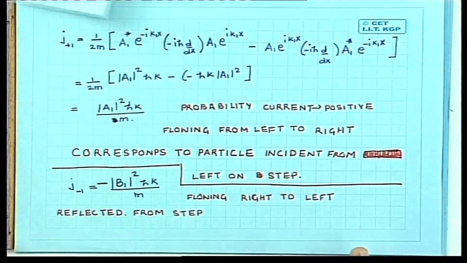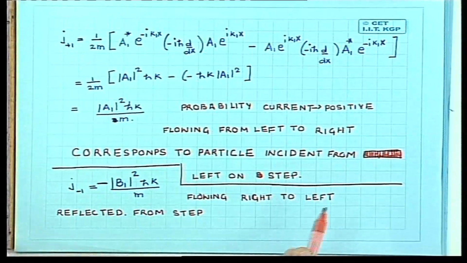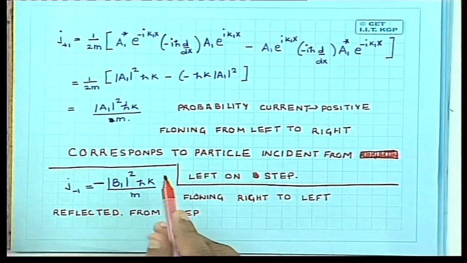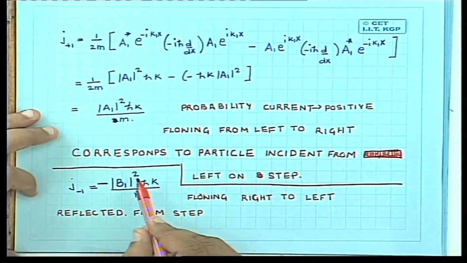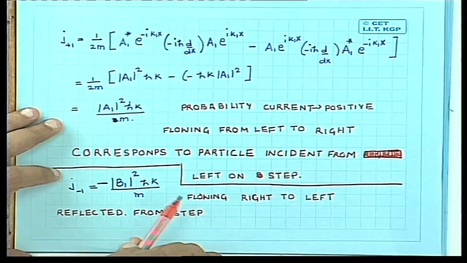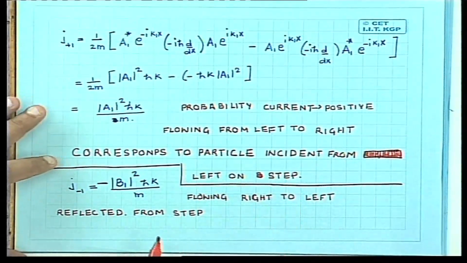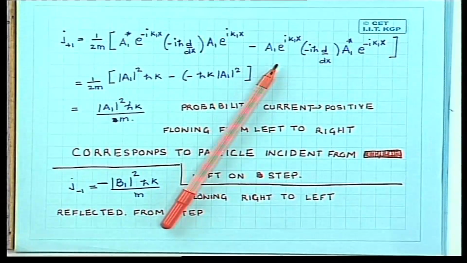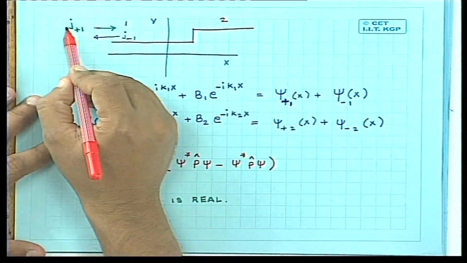Now let us see what this represents. In this situation the probability current is positive, which tells us that the probability is actually flowing along the positive x direction, or it is flowing from left to right. So the probability density is moving along the positive x direction. So this corresponds to a particle incident from the left to the right. This situation corresponds to the probability current moving this way.